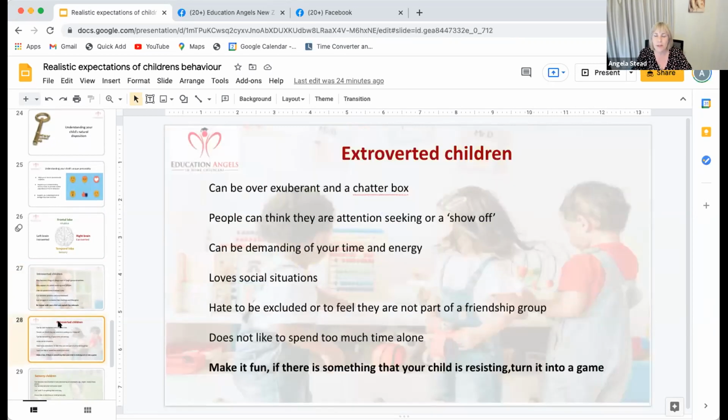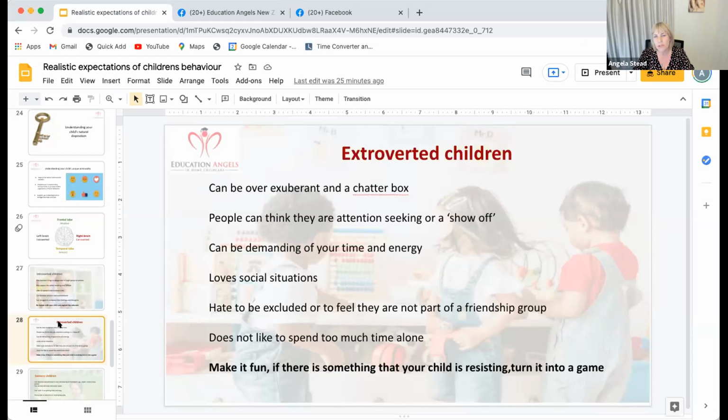Then if we come to the more extroverted personality types, what they can look like, and this can to some people look like a behavioural challenge, is that extroverted children can be over exuberant, and they can be, in terms that might be negative, like in your face, always on the go, a chatterbox, doesn't give me a minute's peace. They're always attention seeking or a show off. They can be demanding of your time and energy. They love social situations. They tend to hate being excluded or feeling like they're not part of a friendship group. And being the opposite of introverted, they do not like to spend too much time alone. So if they spend too much time alone, you're going to see more attention-seeking behaviour.